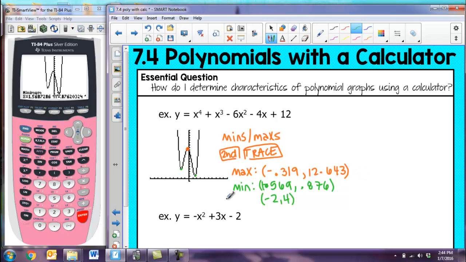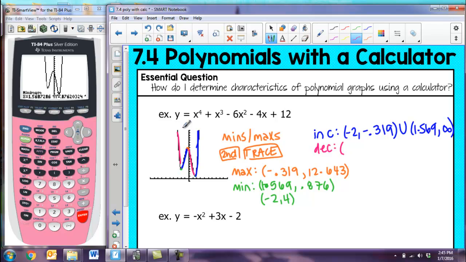Okay, so once I have my mins and maxes, it's really simple to figure out my increasing, decreasing. Looking at my graph, I want to know for the increasing, where is my graph going up? So it's going up on this interval and this interval. So that minimum had an x value of -2. And then it went until this point, which had an x value of -0.319. Then it stopped going up and it started going up again at 1.569, and it kept going on forever up. Okay, same deal with the decreasing. You just go ahead and you pull those points.